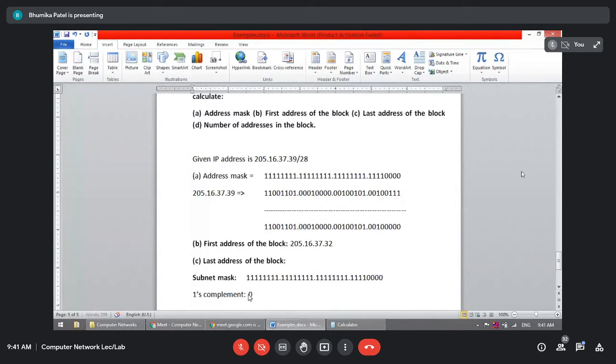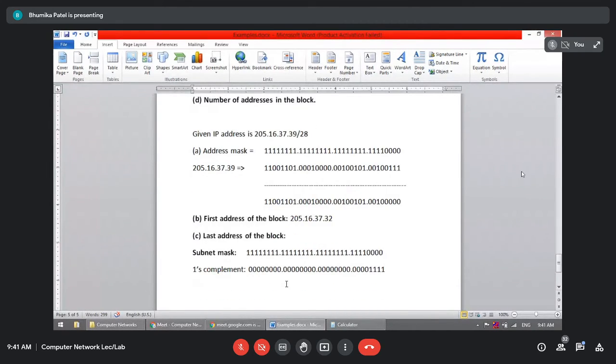So, 1 will be 0. So first everything will be 0. Okay, these all are 0. Again, 8 bits are 0. I'm just performing the ones complement. Ones complement means 1 becomes 0 and 0 becomes 1. Now here it is 4 zeros and the last all are 1. Okay, so this is the ones complement.